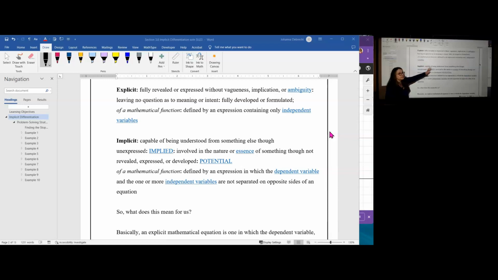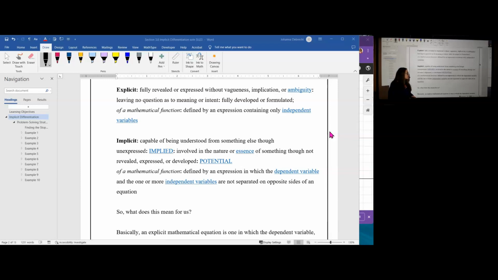leaving no question as to its meaning or intent, fully developed or formulated. In mathematics, it's an expression containing only the independent variable. In other words, it's solved for y, the dependent variable. Implicit means capable of being understood from something else, though unexpressed, implied, involved in the nature or essence of something, though not revealed, expressed, or developed.